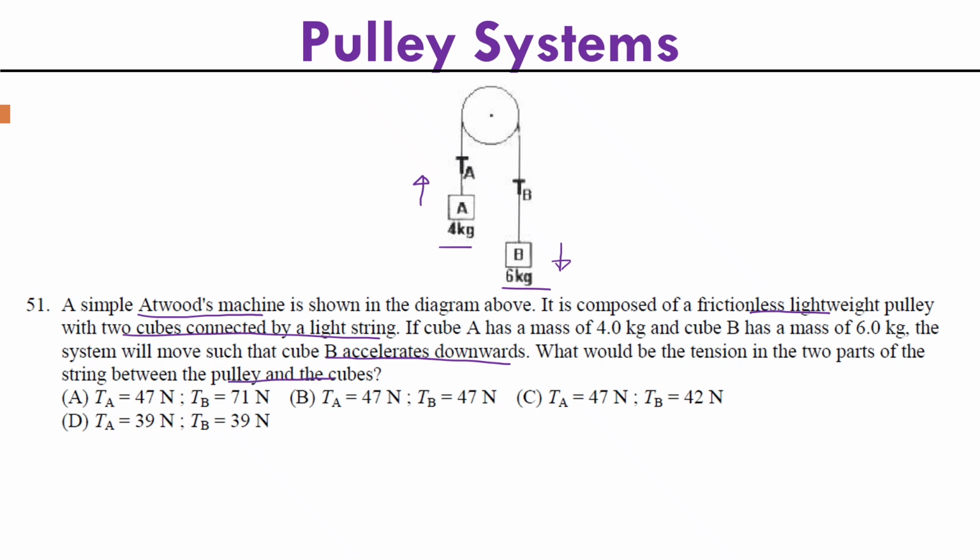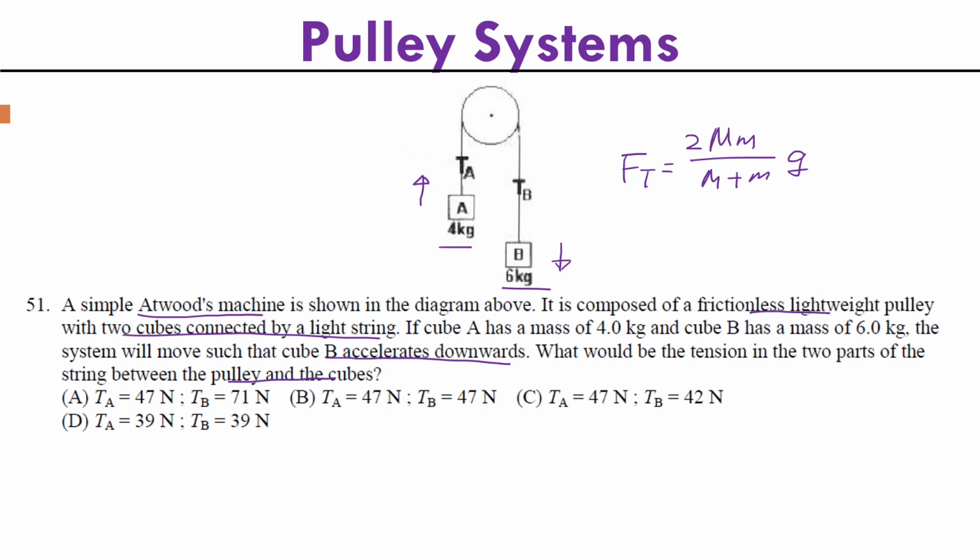If you remember what we discussed before, you know the tension equals 2 times big M times small m divided by big M plus small m, and then times g, right? You can plug in the mass of each block, then you get the tension. But in this question, you actually do not need to do that. Why? Let's look at the choices.